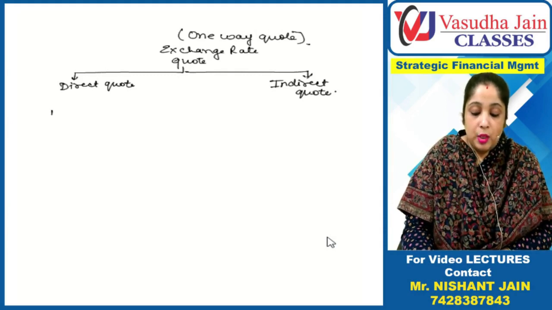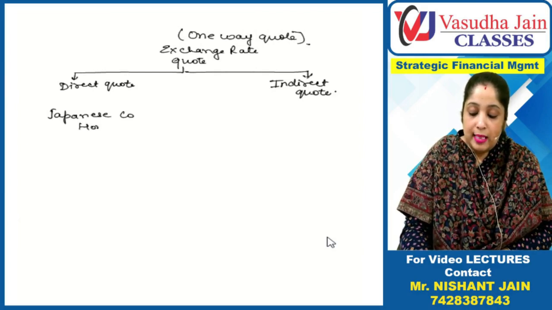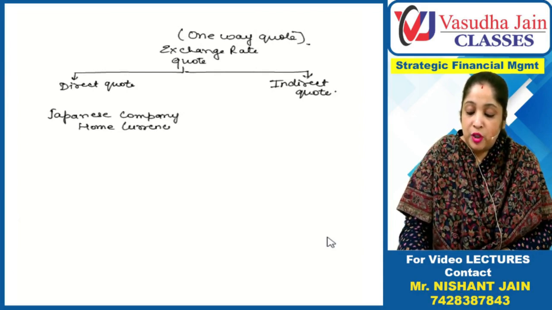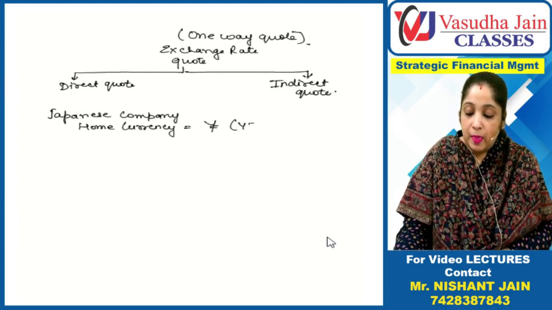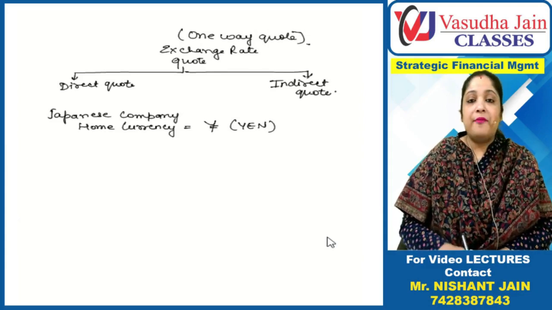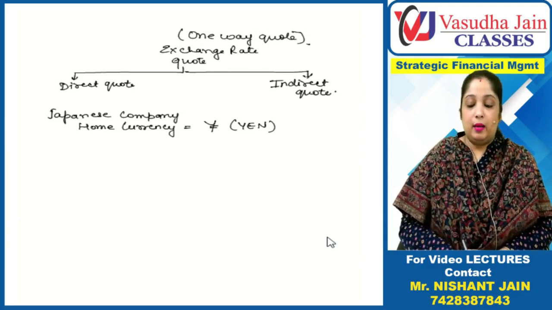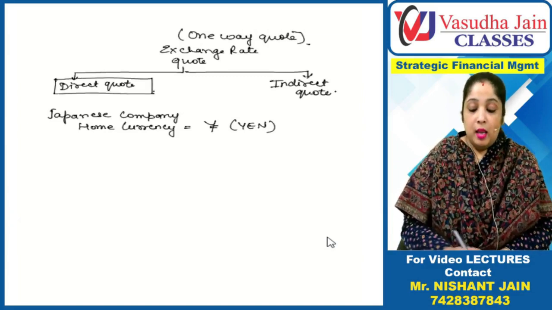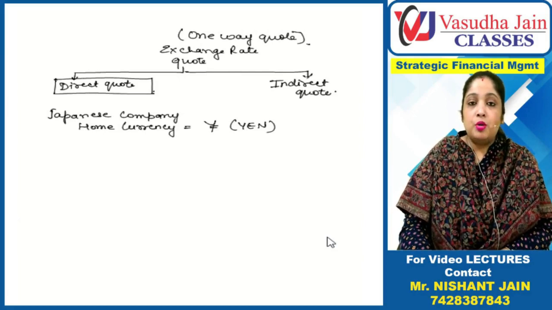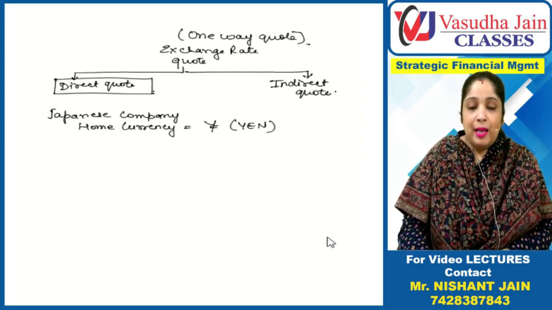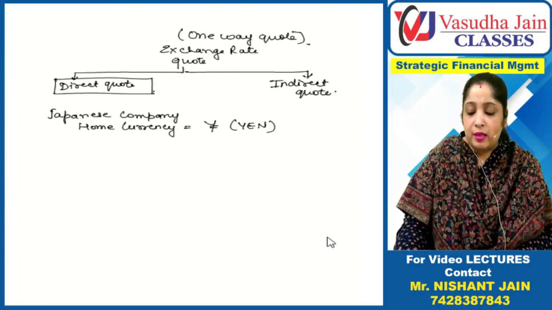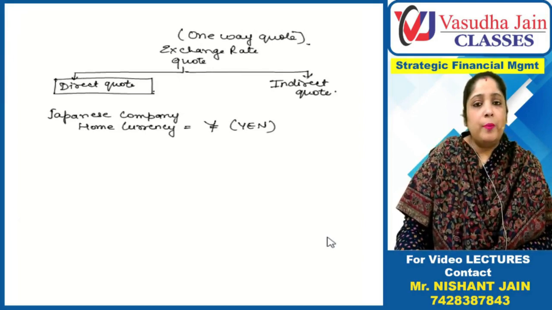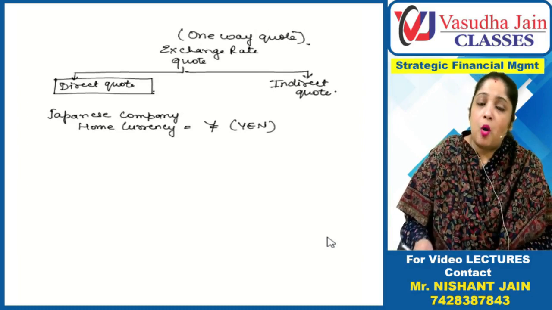Suppose, let's say you are a Japanese company. Okay. So for a Japanese company, home currency is what? For a Japanese company, home currency is which currency? Yen. Why yen? Because their financial statements are reported in yen. Okay. So if a Japanese company approaches a bank, do you think the Japanese company would be interested in buying yen? The Japanese company will not be interested in buying yen because they already have yen.